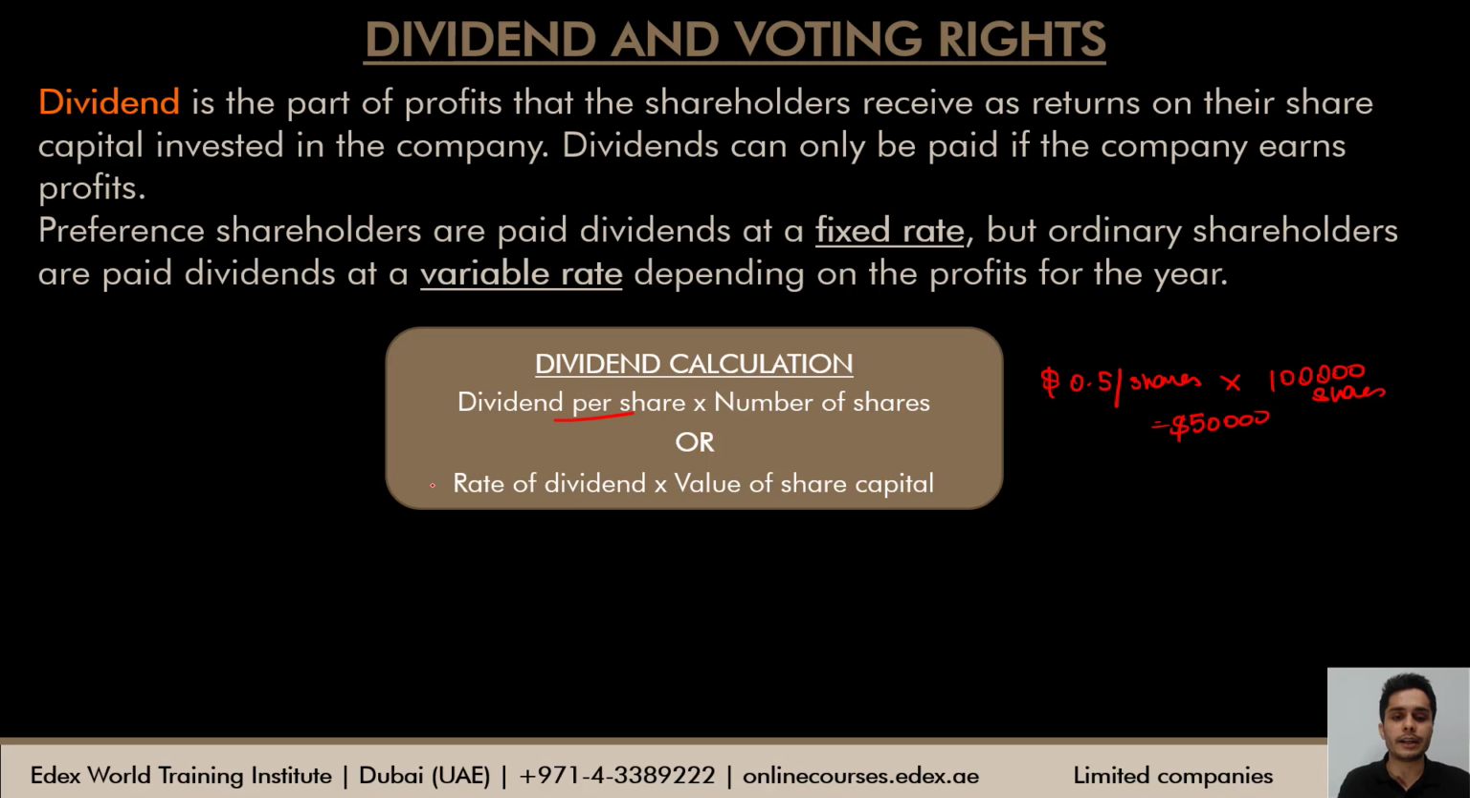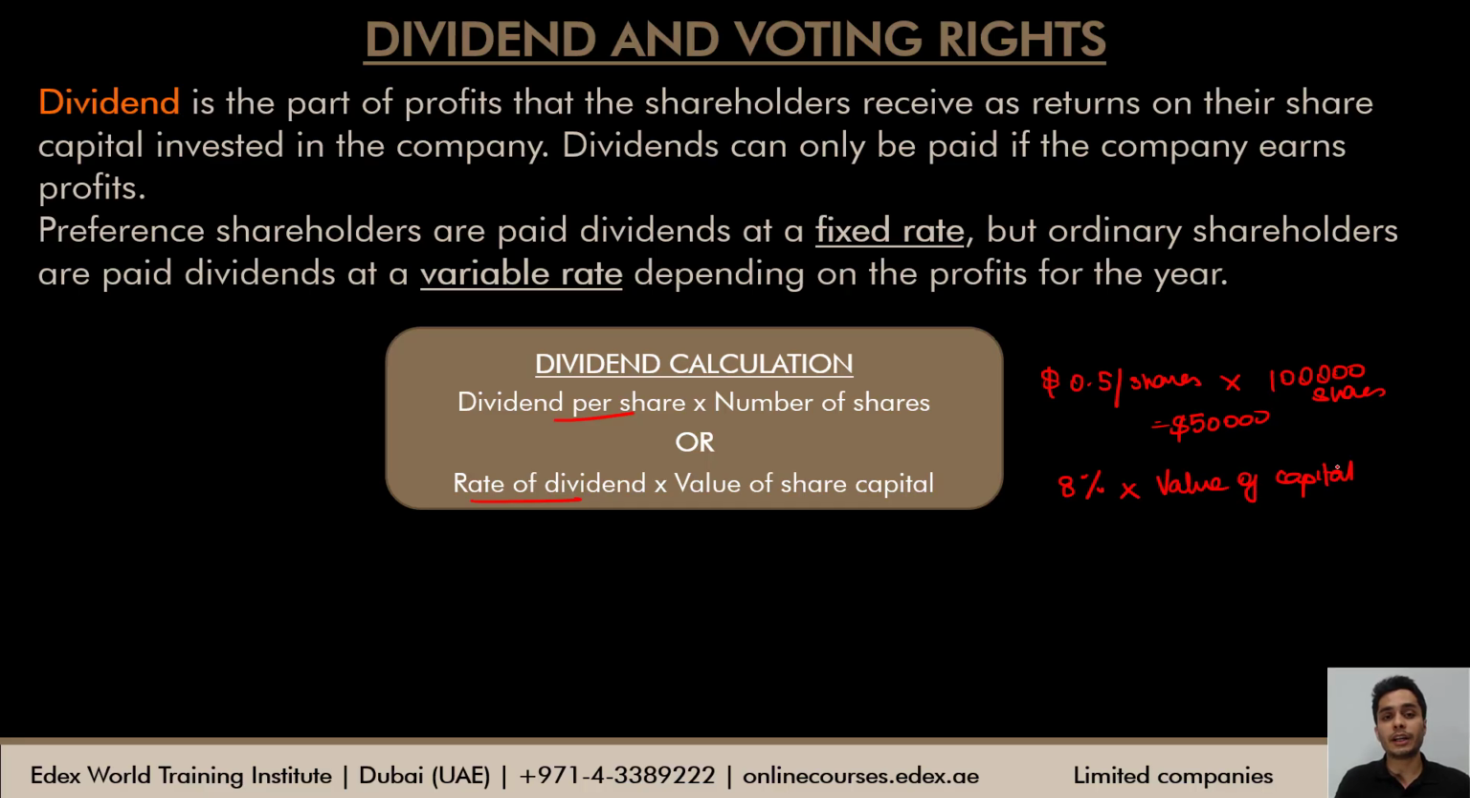Another way to calculate dividend is when rate of dividend is given. Now this is not dividend per share. This is rate of dividend mentioned in terms of percentage. So let's say 8% is the rate of dividend. Whenever percentage is mentioned or rate of dividend is mentioned, you need to multiply it by the value of capital.